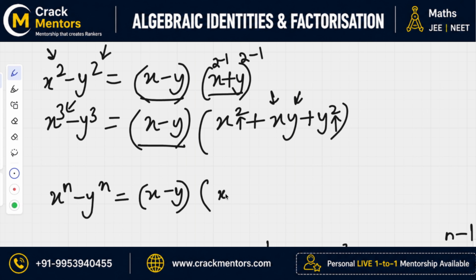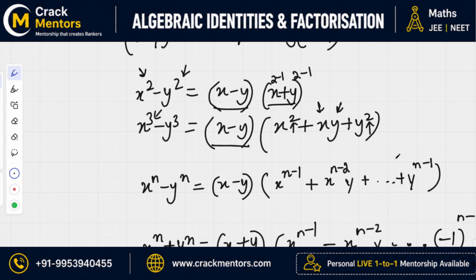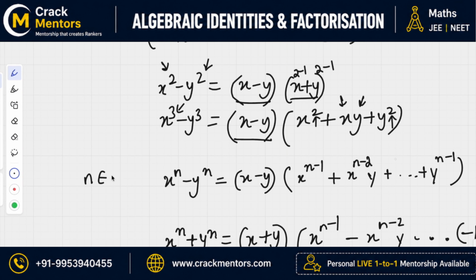The power of x is decreasing, and the power of y is increasing. So you can say here it would be x^(n minus 1), and then it would be x^(n minus 2), then y, and so on till y^(n minus 1). Perfect. Now this thing is obviously valid for all natural numbers, so n can be a natural number here.